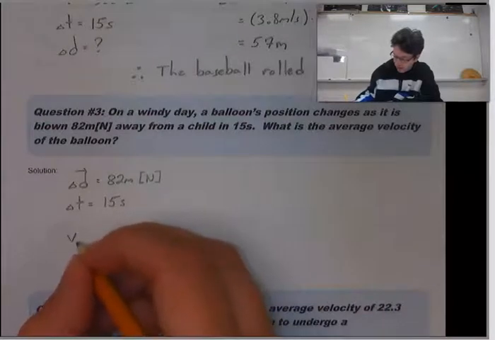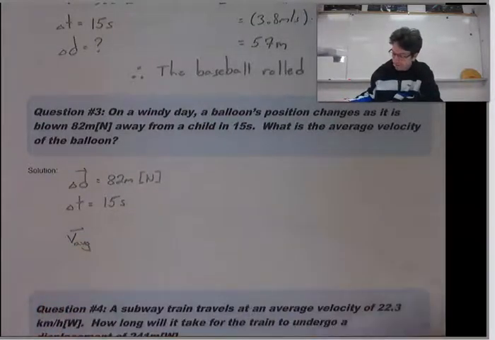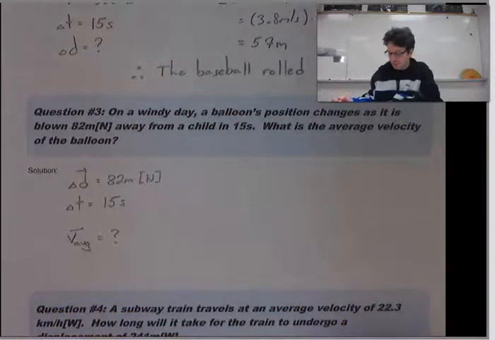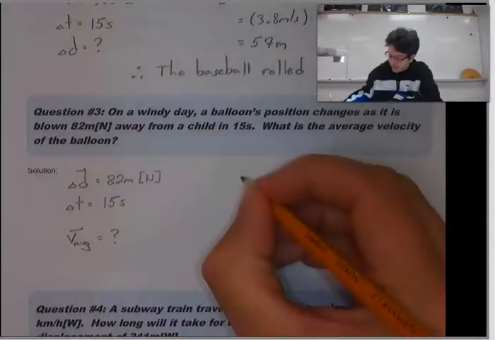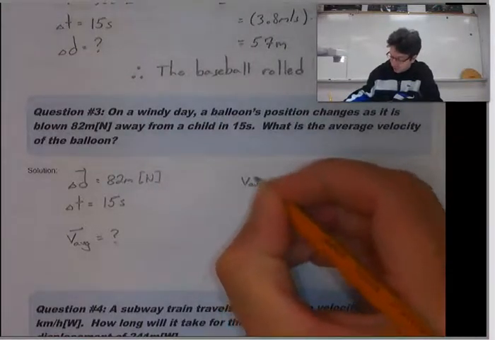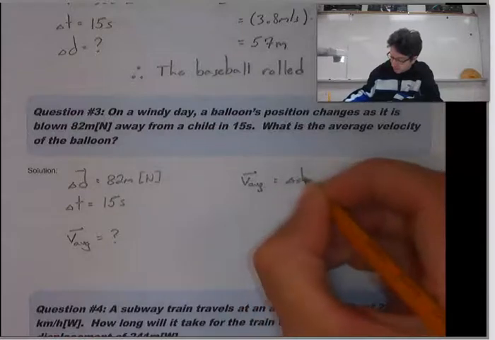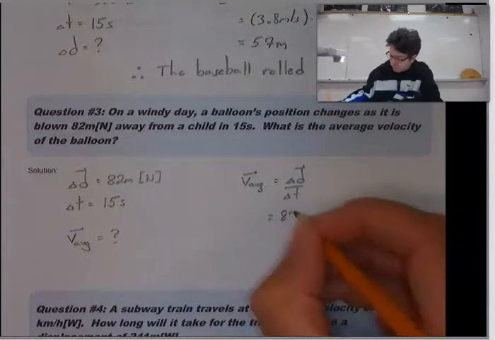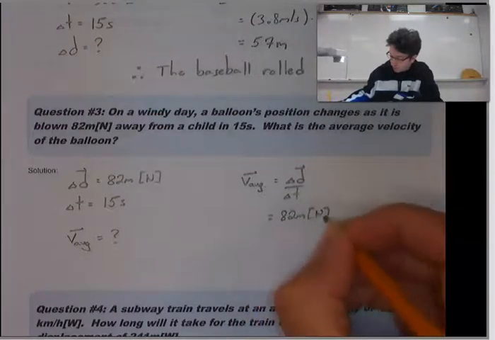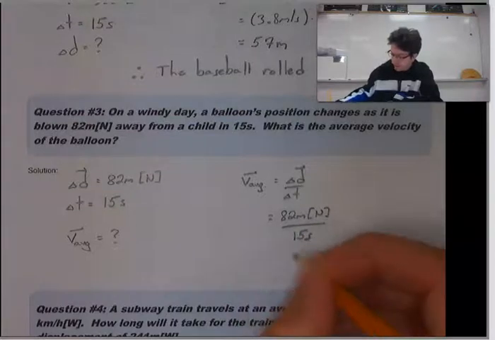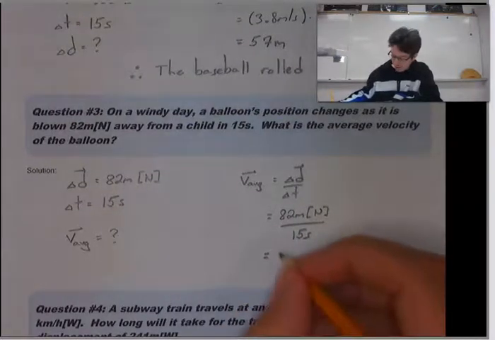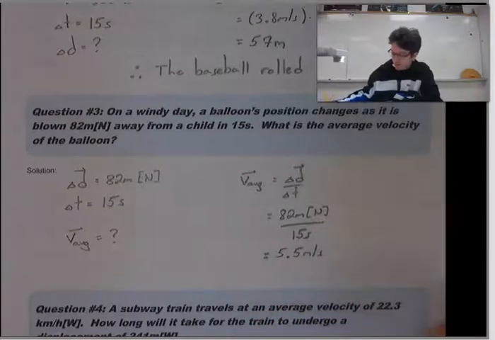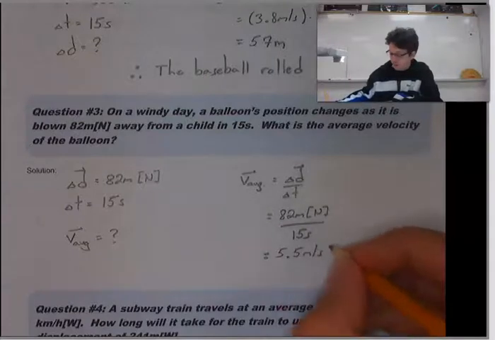So we're looking for average velocity. Now to do that, again, it's the same equation. It's just instead of writing distance over time, it's displacement over time. So average velocity is displacement over time, which we are given 82 meters north over 15 seconds. Put that into our calculator and we'll get 5.5 meters per second. And the direction will be the same as our displacement, north.